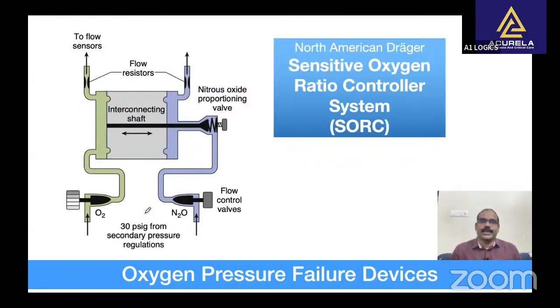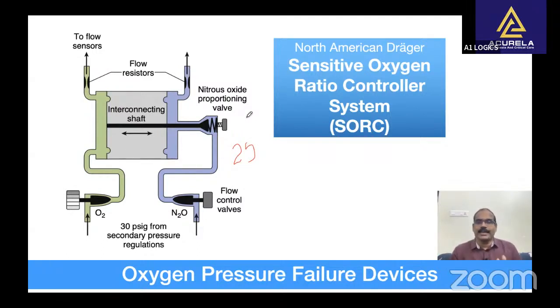Coming to what is SORC, Sensitive Oxygen Ratio Controller System. These are devices that shut off the supply of gases other than oxygen or alarm when oxygen pressure has fallen to a dangerous level. The SORC is a pneumatic mechanical interlock system designed to maintain a ratio of no less than 25% oxygen with 75% nitrous oxide regardless of the operator input.